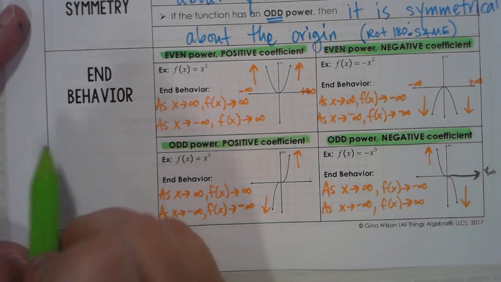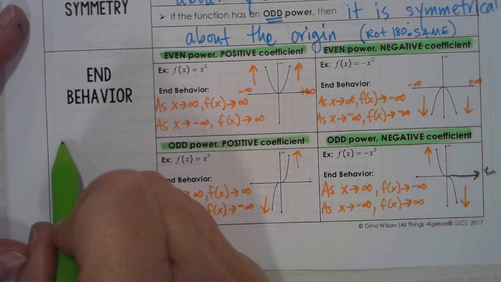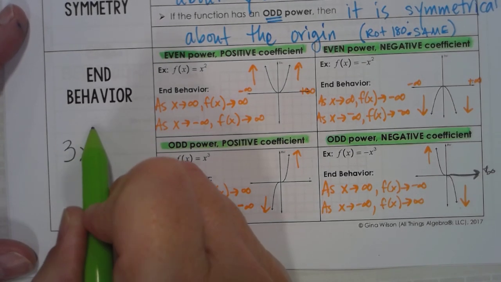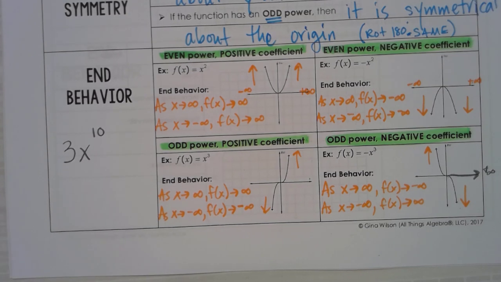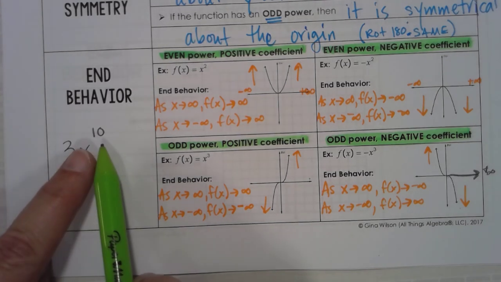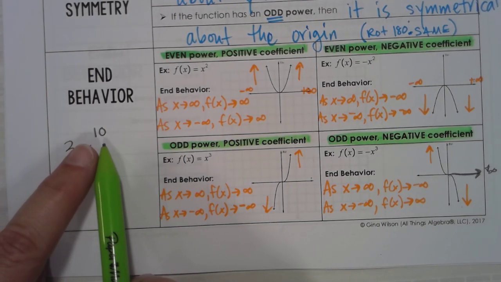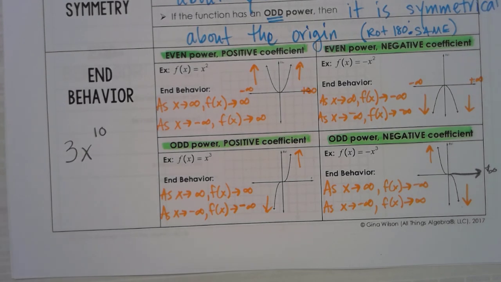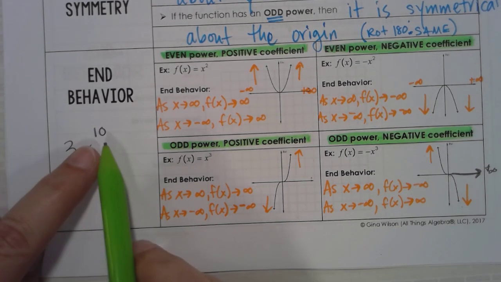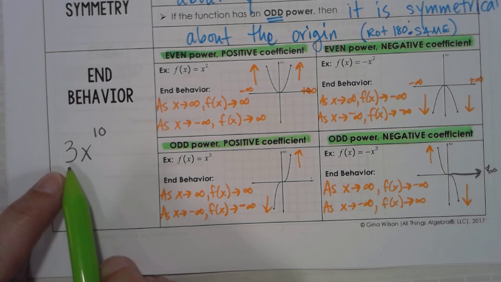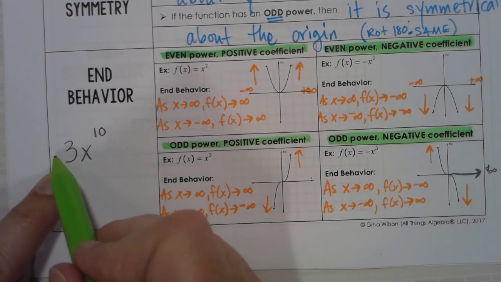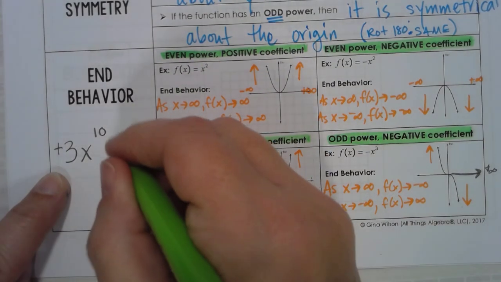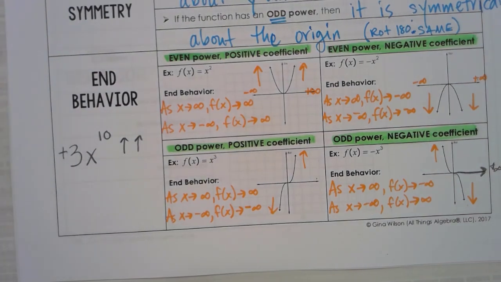Okay, so what if we had 3x to the 10th? We look at the power first. This is an even number, so it's going to look like a parabola. They're both going to go the same way. Do they both stay up or both stay down? This number is positive, so they're both going to go up, up on both ends.